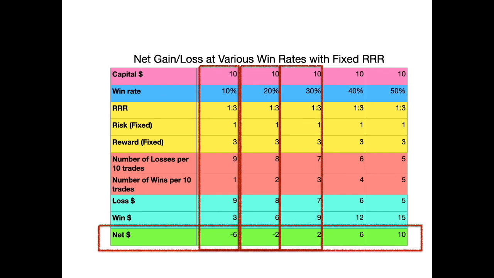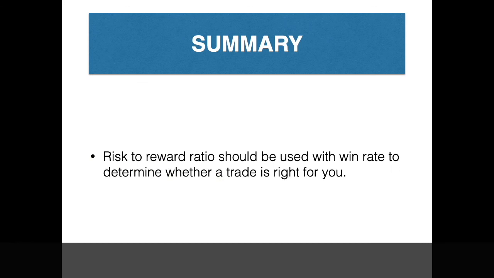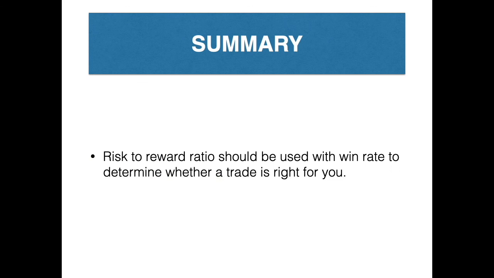So this knowledge allows you to filter your trades according to your win rate and to plan your trade accordingly. So if you have a low win rate, ensure that based on the RRR, you will still end up with a gain. You can easily compute this by entering the entry and exit prices, your stop loss prices, and then compute for the net win or loss based on the win rate and the RRR. In summary, the risk to reward ratio should be used with the win rate to determine whether a trade is right for you.